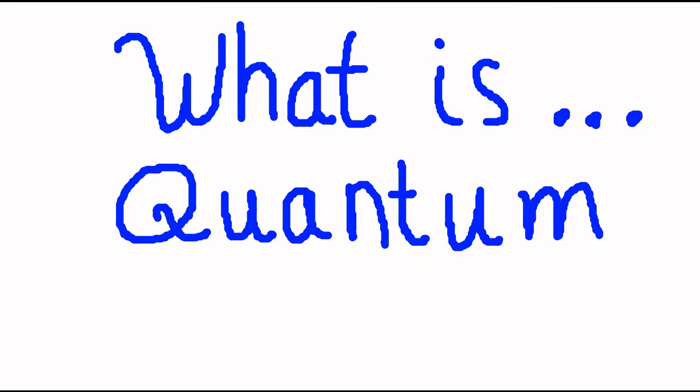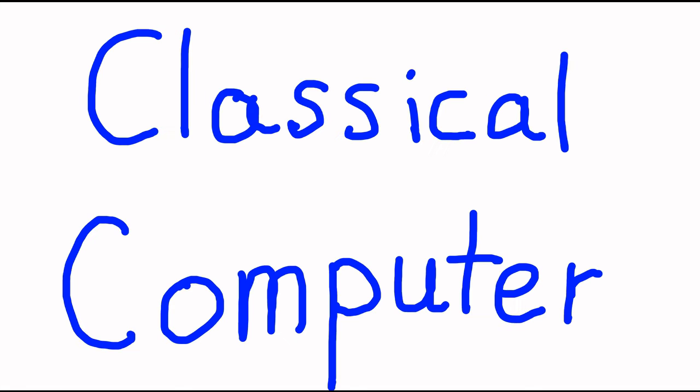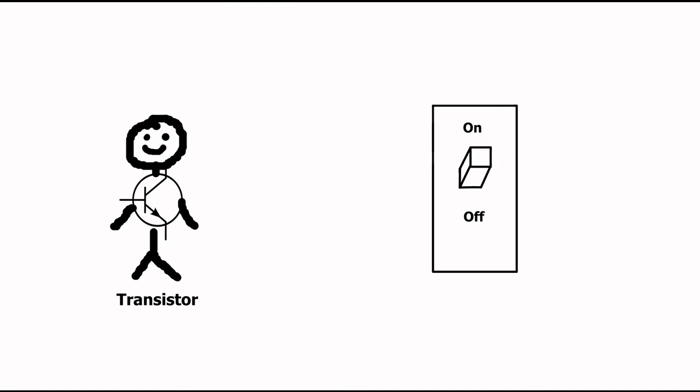What is quantum computing? Before we can talk about quantum computers, we need to talk about classical ones. Meet the transistor. A transistor is a very fancy switch, so it can either be in the on or off position. We can say that on represents the number 1 and off represents the number 0. This is the idea of binary. Each 1 or 0 is something called a bit.